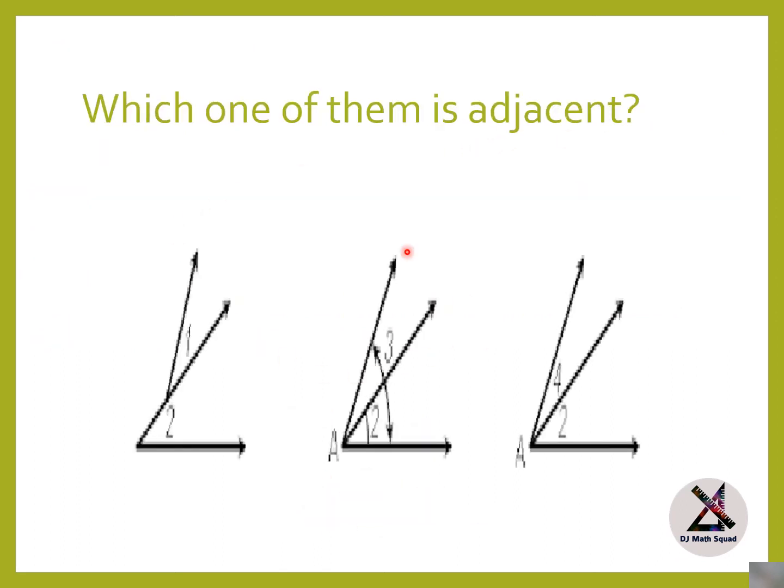Then you have to identify which one of them is adjacent, right? So see here, if you look at this figure, is angle 2 and angle 3 adjacent? No. Angle 1 and angle 2, are they adjacent? They are not adjacent because they are not having the common vertex. Then angle 2 and angle 4, they are adjacent because they have a common vertex, common arm, and they are on different sides of the common arm.